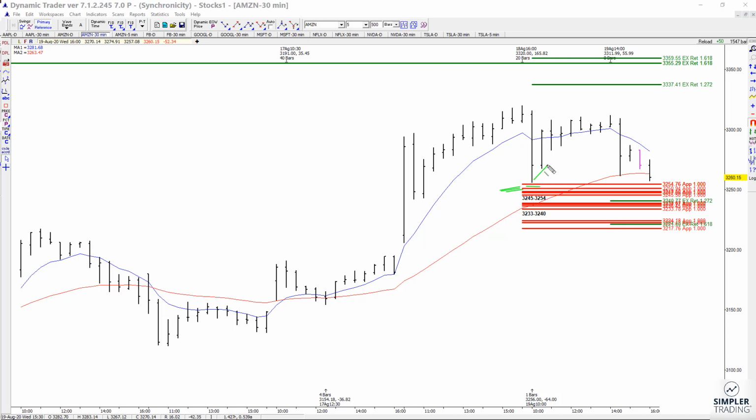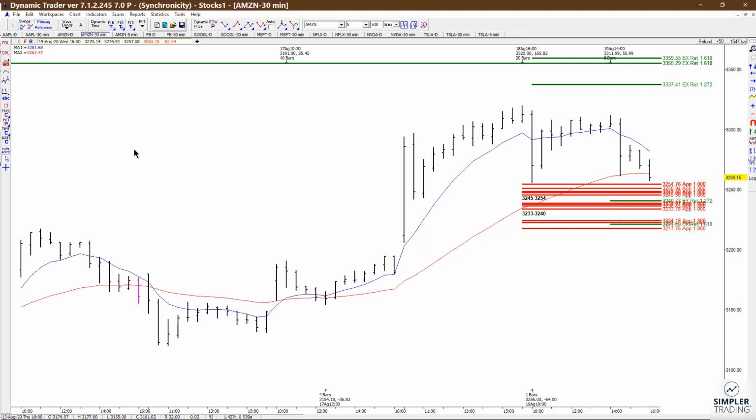Now, our target was the 1272 extension of the swing into the zone, which means we were looking for potential at 33.37 on the upside, but no such luck. We did have a rally of $55.99, but then it failed miserably. So what are you supposed to do about that?